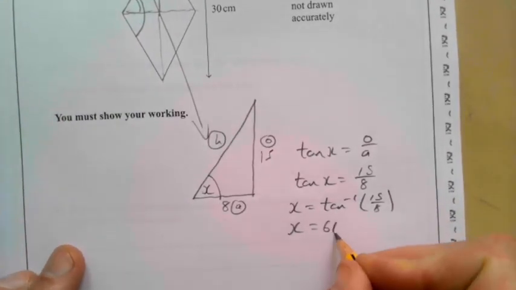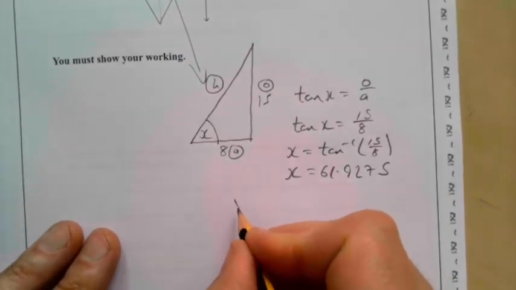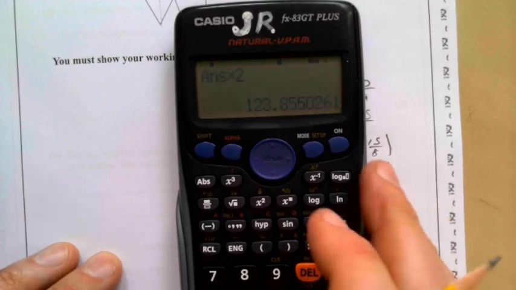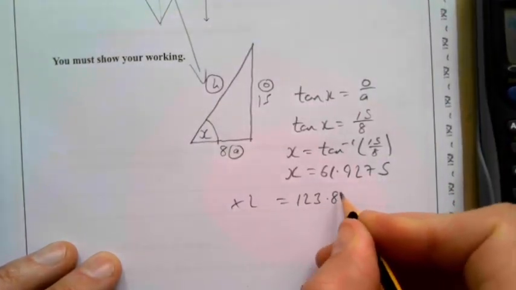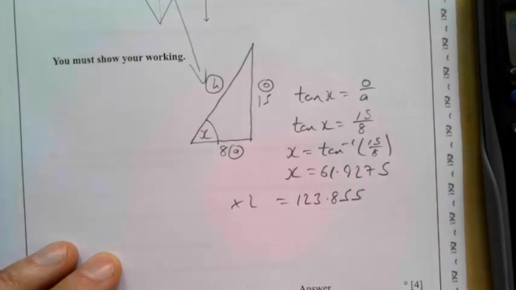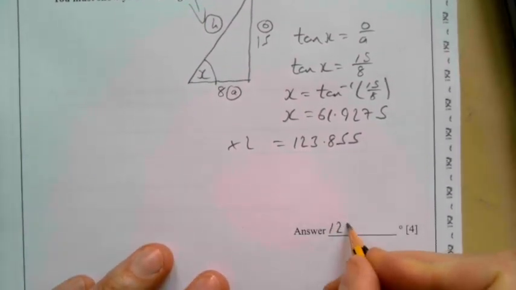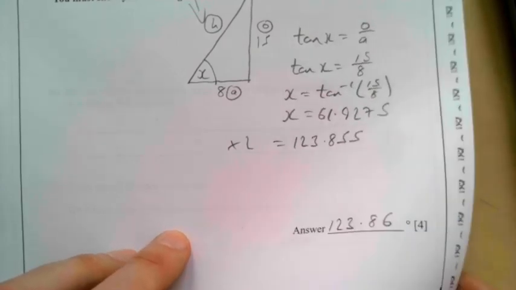$61.9275 and 5, then times by 2, 123.855. So it's going to be then 123.86, then the 2 decimal places.